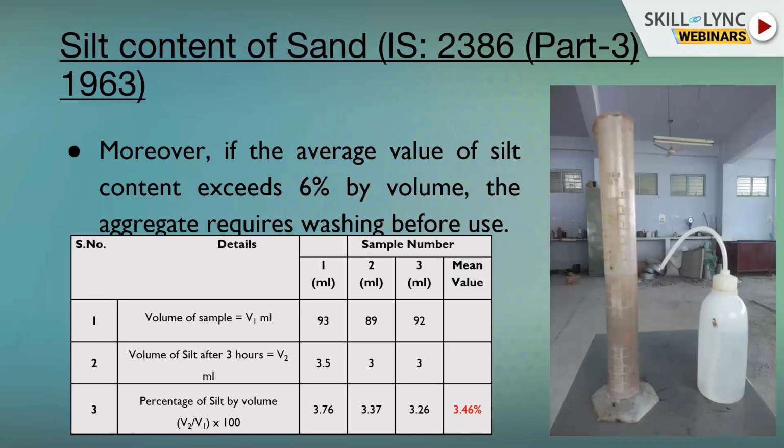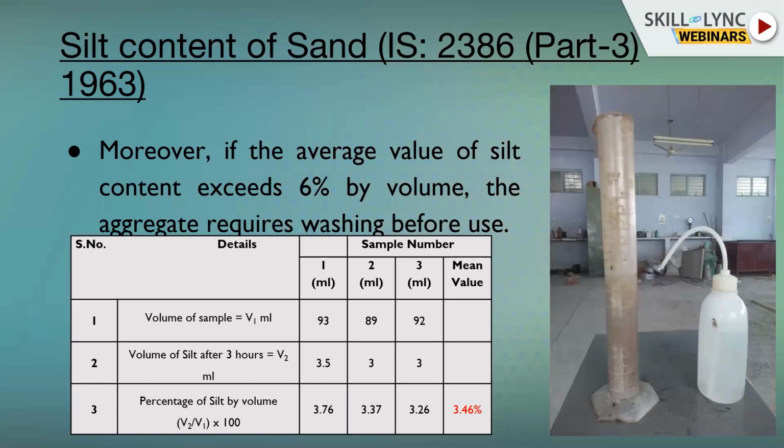So the next is the silt content. What is the silt content? Silt content is the impurity in the sand. We calculate it as the impurity of the sand. If it exceeds, for example, 6% by volume, then you need to wash the sand.